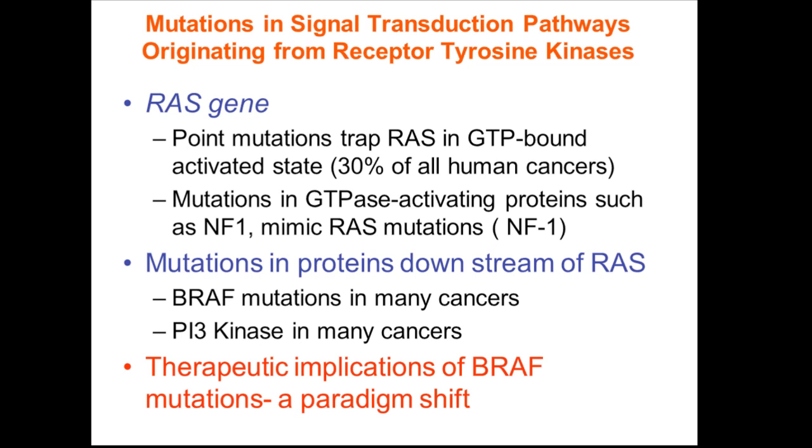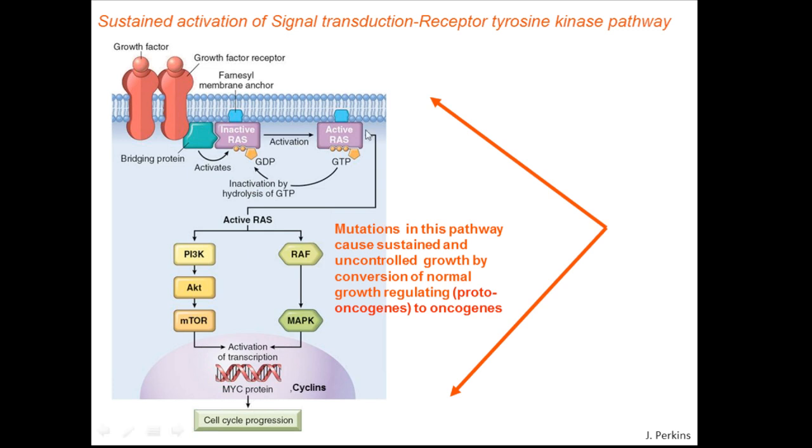So, mutations in signal transduction pathways originating from receptor tyrosine kinases. And so RAS, 30% of human cancers have point mutations that trap RAS in the GTP-bound activated state. Remember, I told you earlier that a mutation in active RAS can prevent it from going to the inactive state, because the GTPase activity is no longer there or markedly reduced. So RAS is now stuck in active state. If it's stuck in active state, it keeps on signaling, and the cell keeps on dividing.